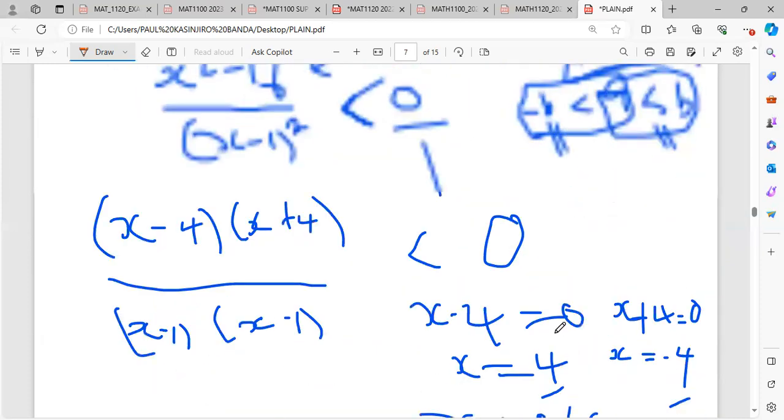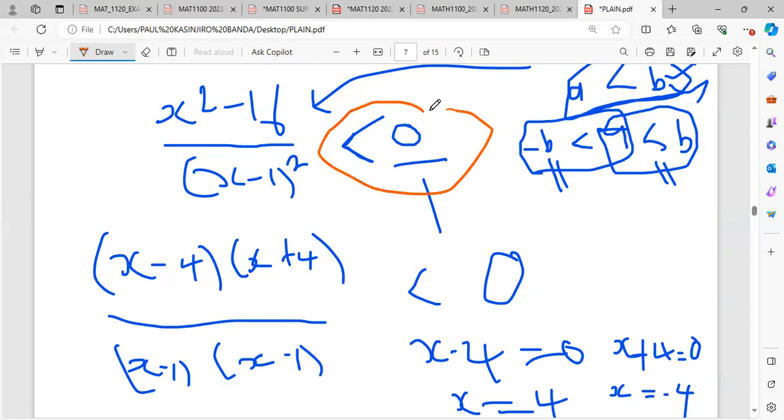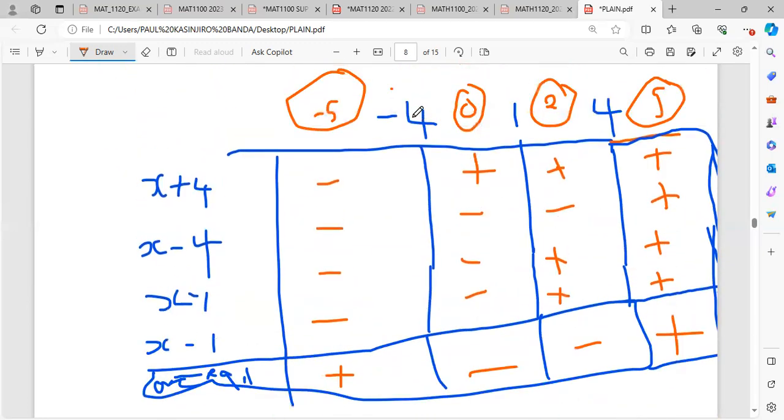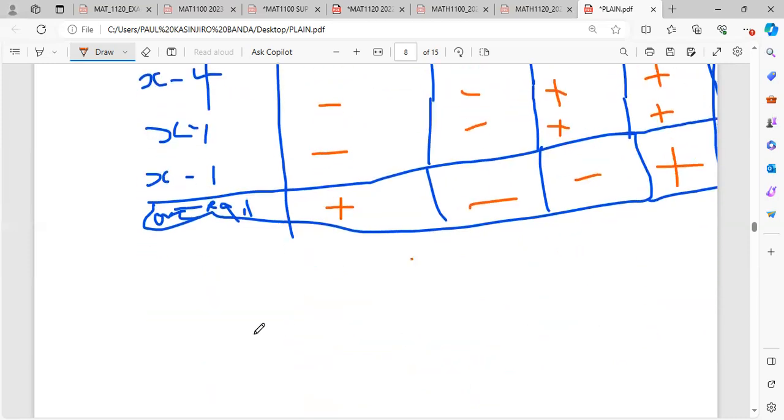So remember our equation here, we had this time. And this time we said we're looking for the negative part. So which one is the negative part here? You can see that between -4 and 1, we have a negative part. And again, between 1 and 4, again, we have a negative. So meaning our x values here will be equal to from -4 to 1.